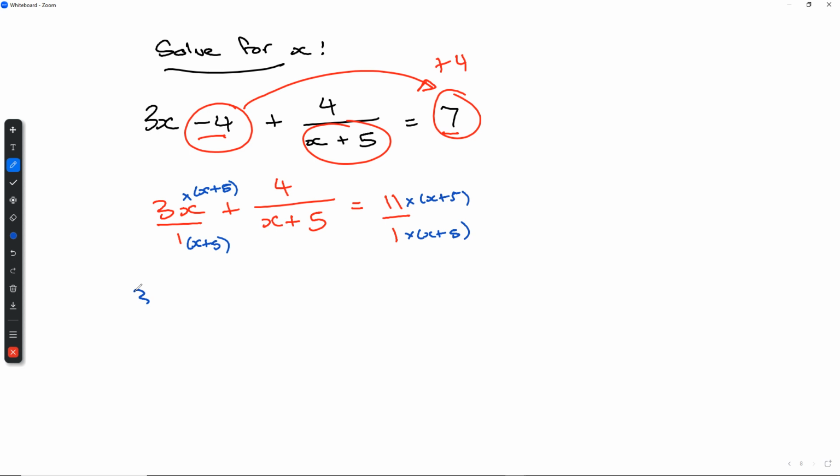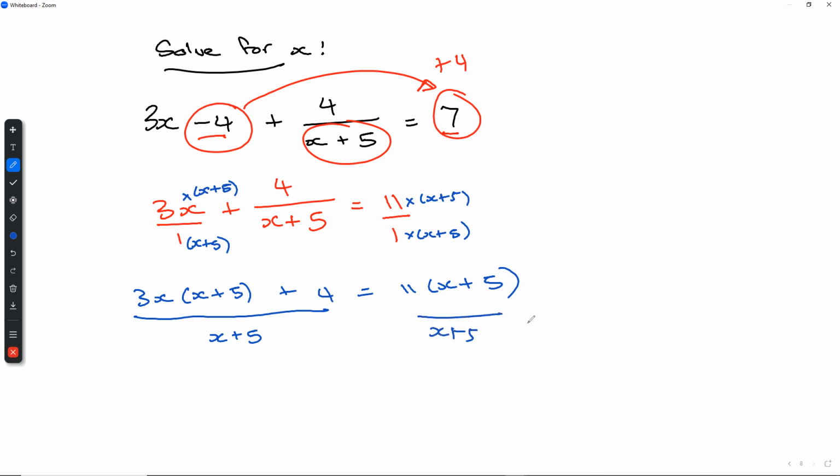And so this becomes 3x times x plus 5 plus 4 equals 11 times x plus 5 for this. And I can remove the denominator because technically everything is over x plus 5 now. If I multiply this by x plus 5, it'll cancel. And if I multiply this by x plus 5, because it's an equation, it'll cancel as well. Okay. So I can keep this in a straight line like that.